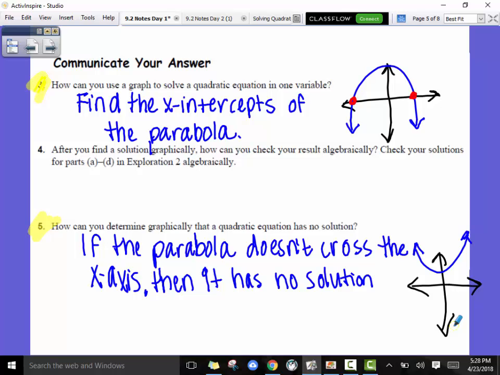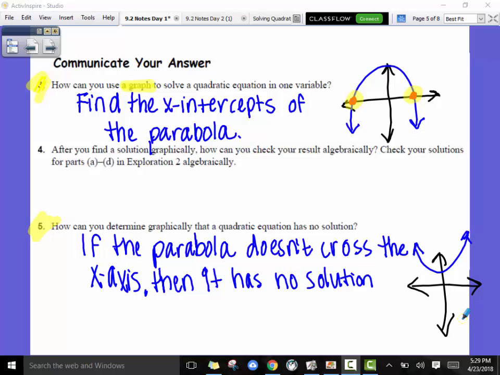Okay, number 3. It says, how can you use a graph to solve a quadratic equation in one variable? So first of all, you need to have a graph. And you're going to find the x-intercepts of the parabola. So once you've made your parabola, these 2 red points are the solutions. That's solving it. And question 5, how can you determine graphically that a quadratic equation has no solution? So this one you probably had to do a little bit of thinking on because we haven't seen one yet. But if the parabola never crosses the x-axis, this axis right here, then it has no solution, because our solution points are those zeros, those x-intercepts.